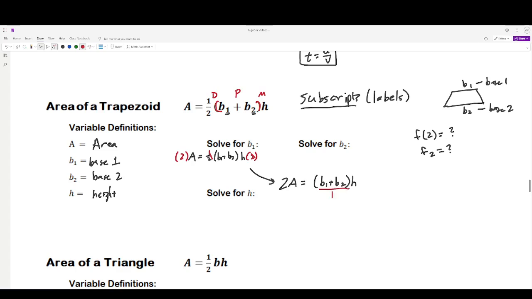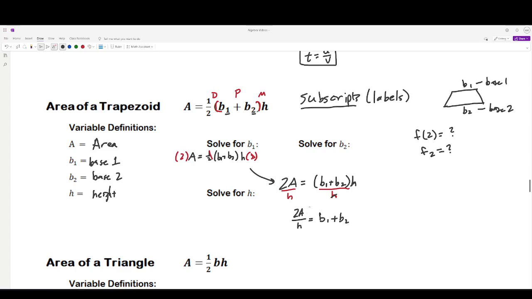So let's divide by H to get rid of the thing that's keeping the parentheses intact. So now we have 2A over H equals, and then with the H gone, these parentheses are no longer necessary and they collapse. So B1 plus B2.